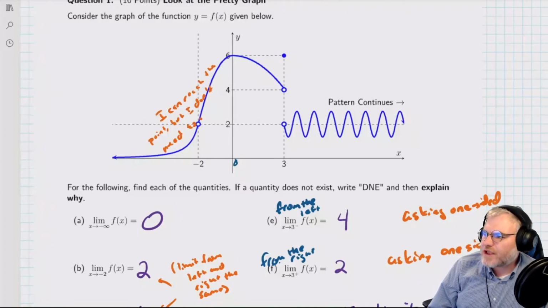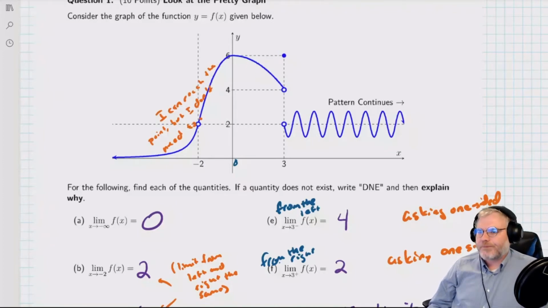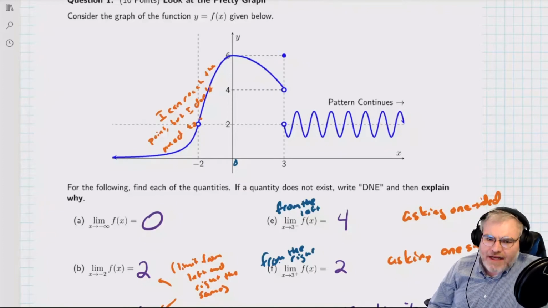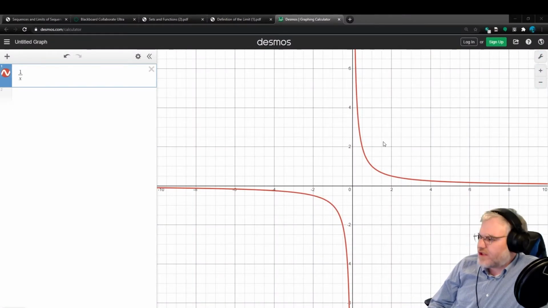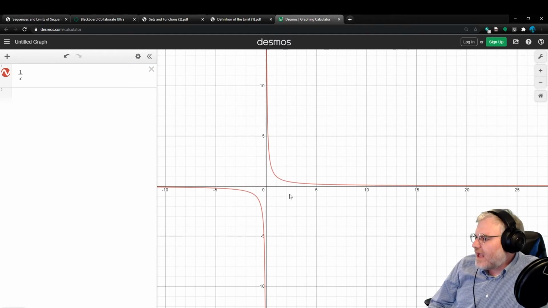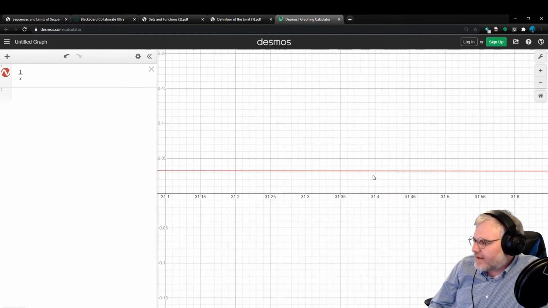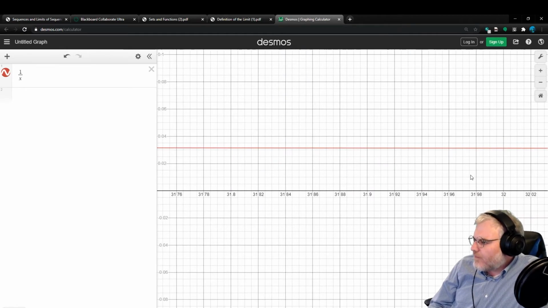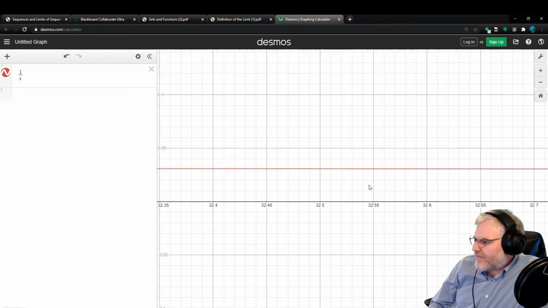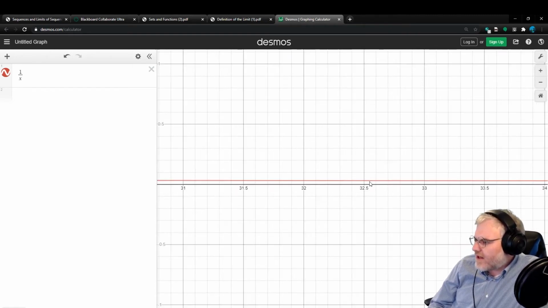So if I pull up the function 1 over x, everybody should kind of have the idea of what this looks like in their head. 1 over x is one of those things you should just have in the back of your head. As I go off to infinity, I get closer and closer to 0. I don't quite hit it. I never get to 0. But for any arbitrary distance away from 0, I'll get there eventually.